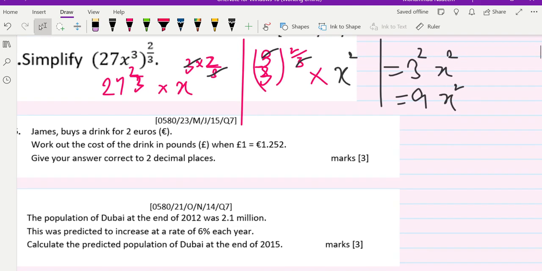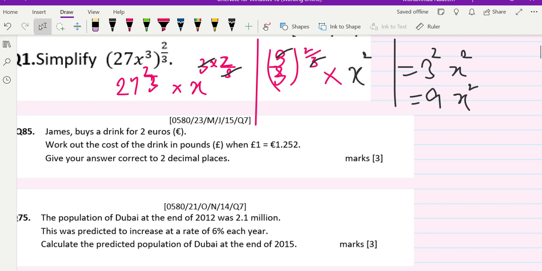Okay, next question is, James buys a drink for €2. Work out the cost of the drink in pounds when the exchange rate for 1 pound is equal to 1.252 euros. So we have currency exchange involved in this question.